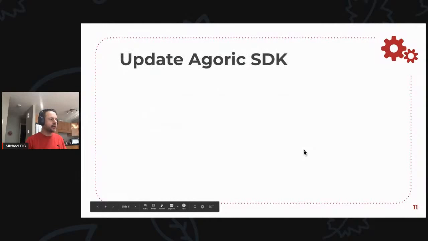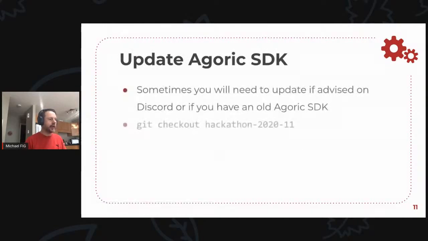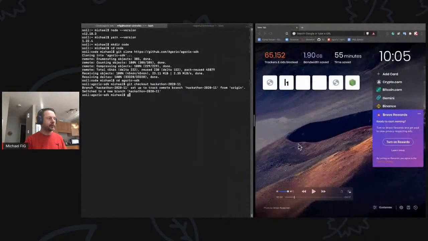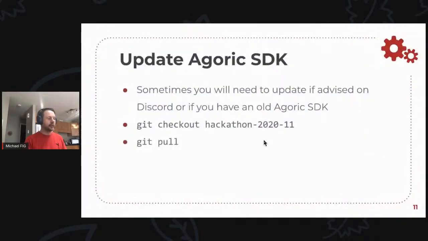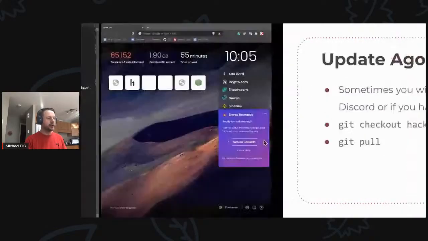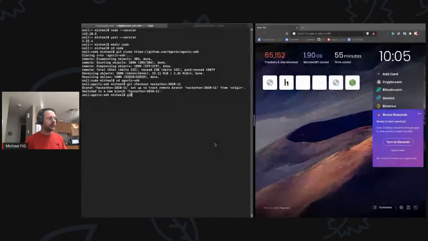That's the step here, where we're basically going to check out the hackathon branch. You will need to update this hackathon branch if you're advised by the Agoric team that we need to roll out an upgrade, or if you have an old Agoric SDK before this was done. So the last step you want to do is a git pull after you've checked out the branch. That's the update step. And we're up to date.